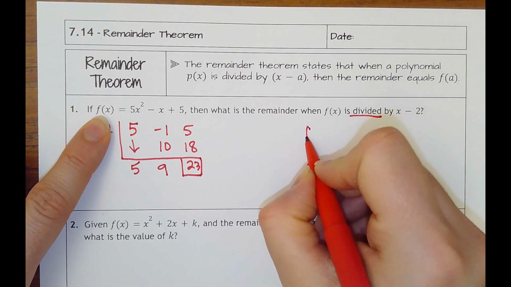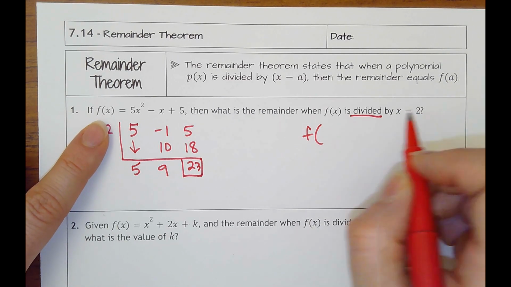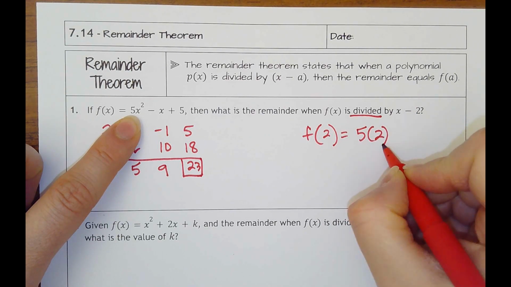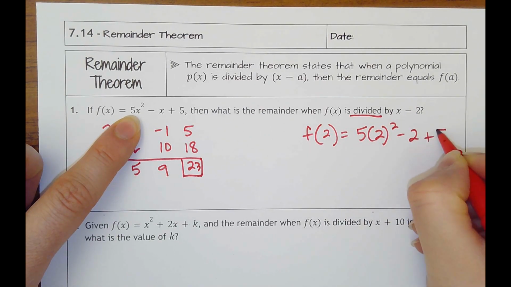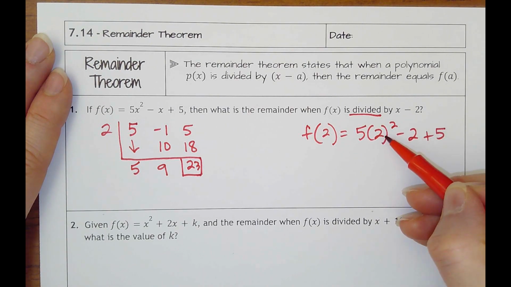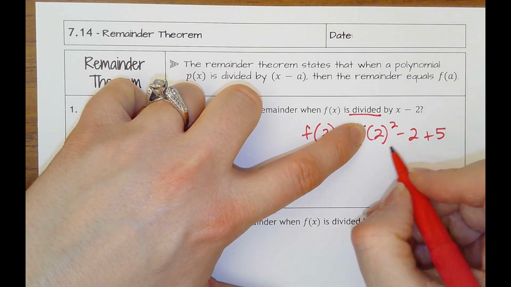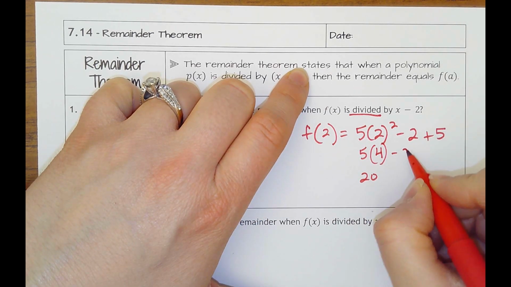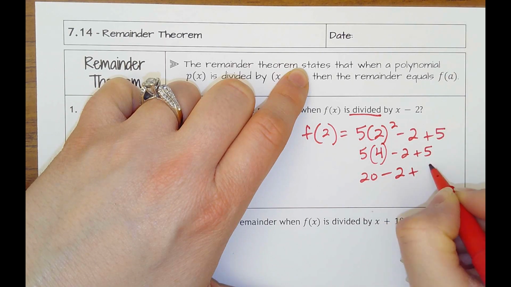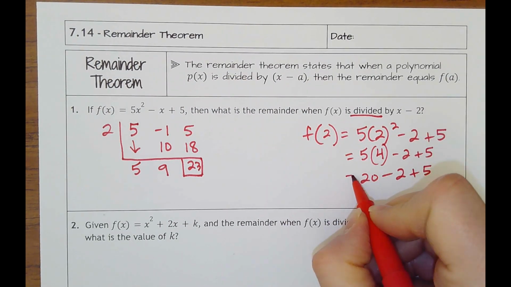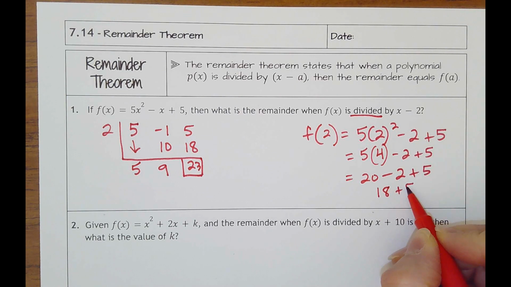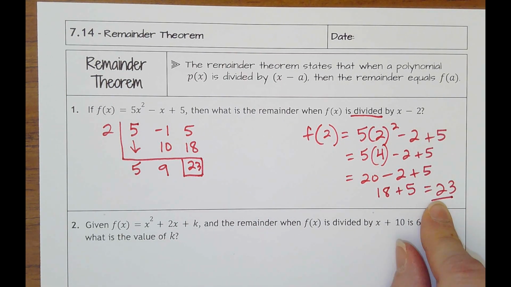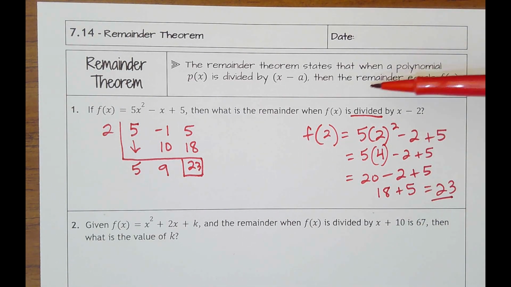If I were to take f of x, but instead of x, I'm going to plug in 2. So that means that every time I see x, I'm going to replace it with 2. Order of operations tells me to do exponent first. So this is 5 times whatever 2 squared is. 2 squared is 4. 4 times 5, that'll get me a 20. 20 minus 2 is 18. Plus 5 is 23. Huh. That matches.